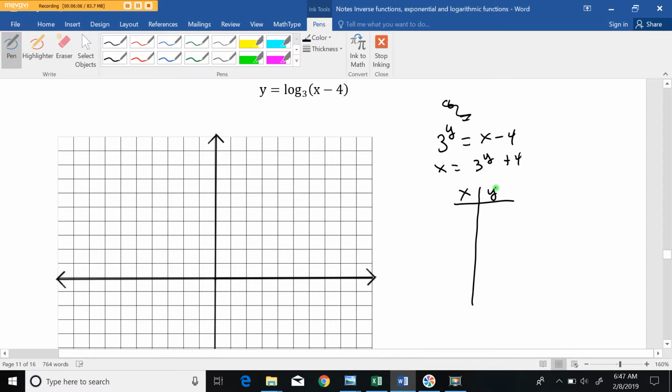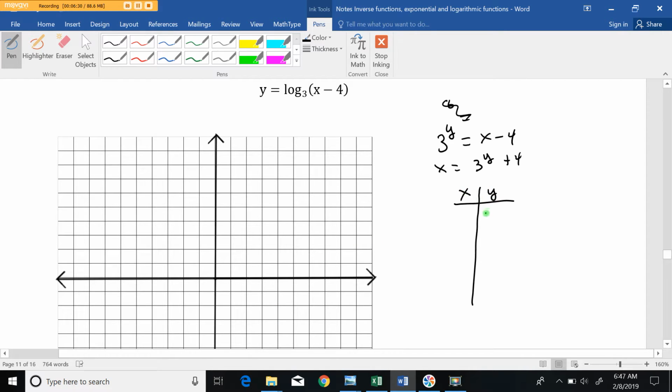Now, before we do this, you'll notice that this x minus 4 is going to be a translation to the right 4 units of y equals 3 to the x. Now, we just got done with y equals 2 to the x, which looks something like this. So we'll probably get a graph of similar shape, just shifted over to the right. We're going to go about this the same way here.